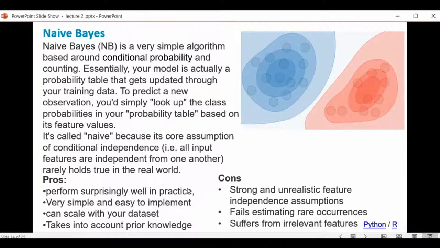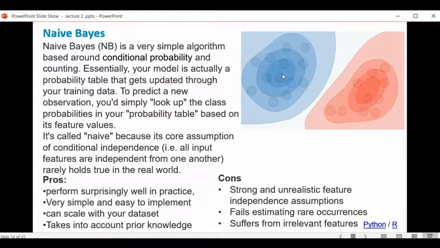The other type of models we looked at were probabilistic models, and the classic example of this is naive Bayes. You might remember we spoke about Bayesian optimization before, and whenever you mention Bayes, it's all about conditional probability. So the probability that a certain observation belongs to a class or not. Essentially, your model is a probability table that generates the data for your training data.